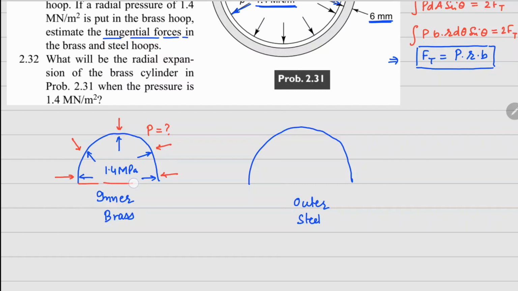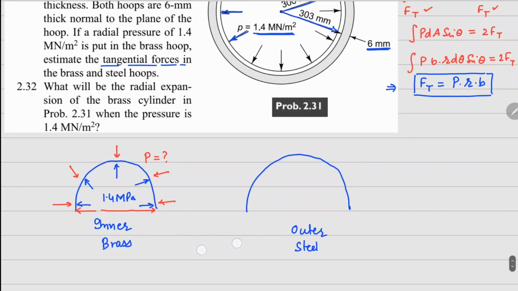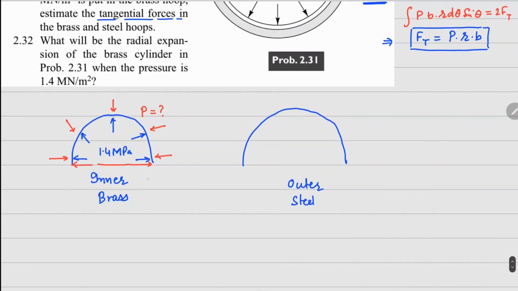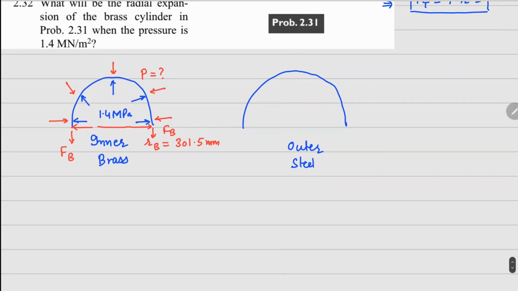We do not know, so let's keep this as a question mark. Now the radius of this hoop right here, we can take a mean radius. The inner radius is 300 and the outer one is 303. So the radius for this we can write as the average of these two, which is 301.5 millimeters. Now on this we are going to have these tangential forces. So let's call this FB and FB here. Now outside the plane on this dimension here, this is B, which is given as 6 mm in this case.